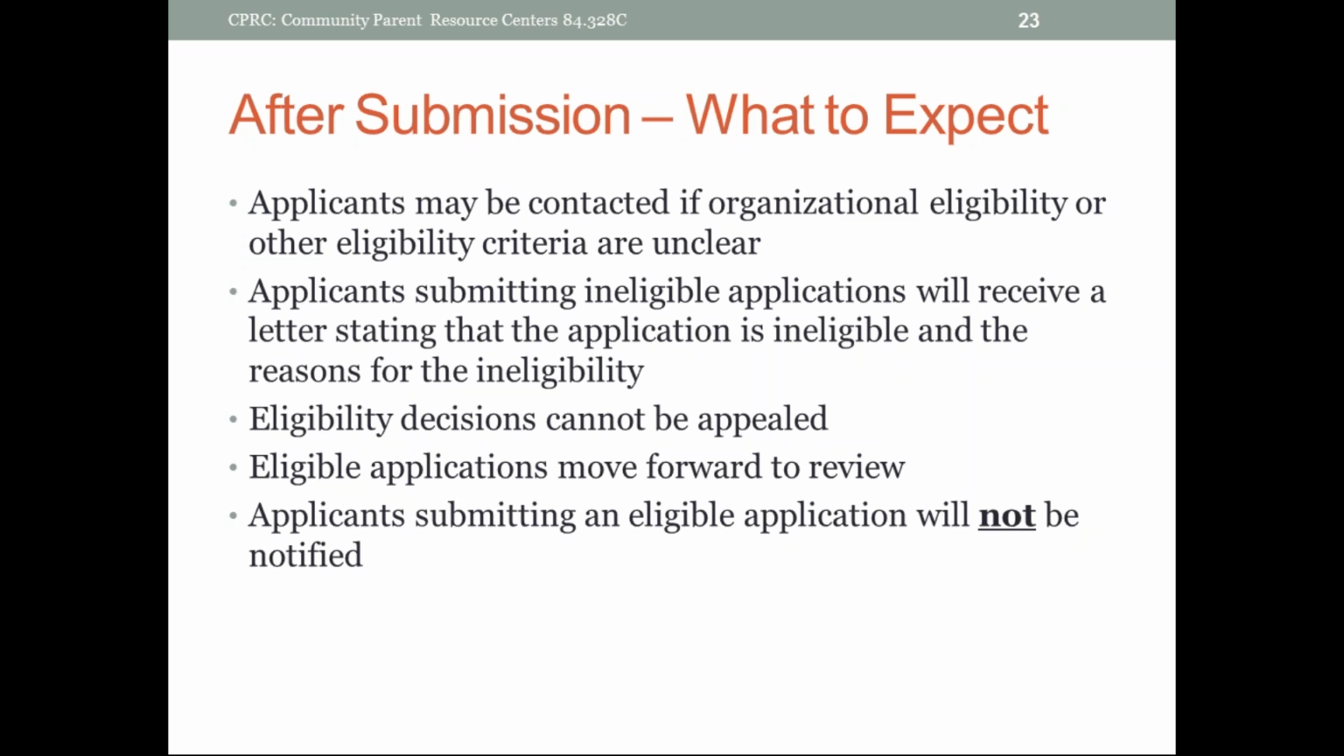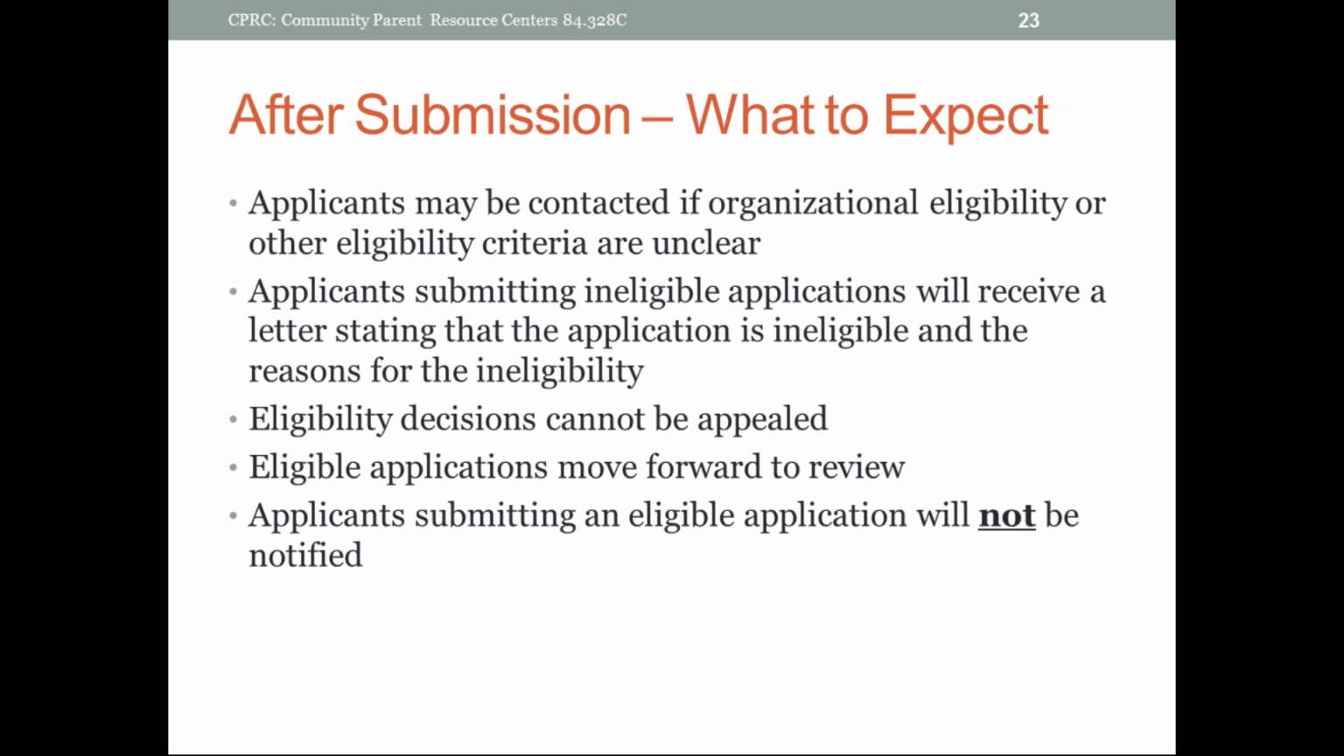So if you have an eligible application and you made it crystal clear how your organization is eligible, and you don't get a letter saying your application was ineligible for whatever reason, you will likely hear nothing for a relatively long time.